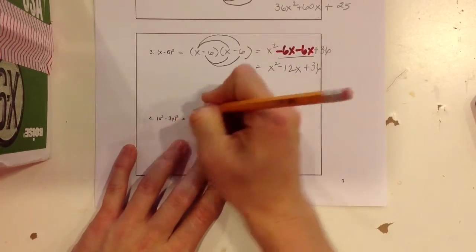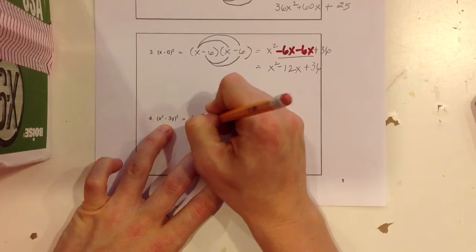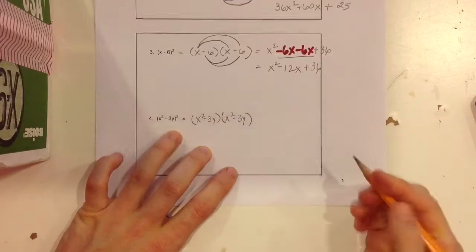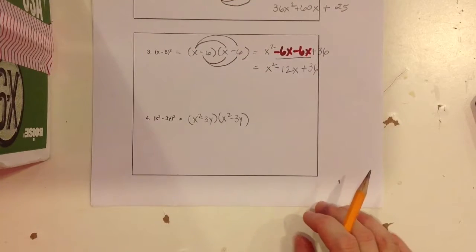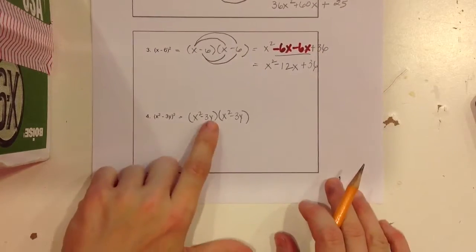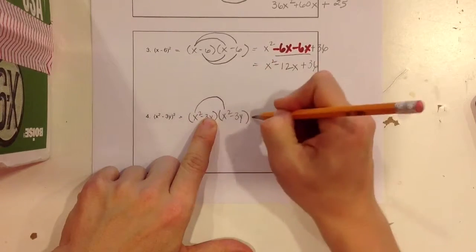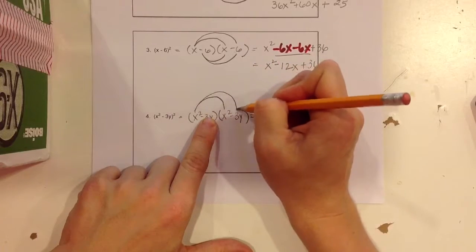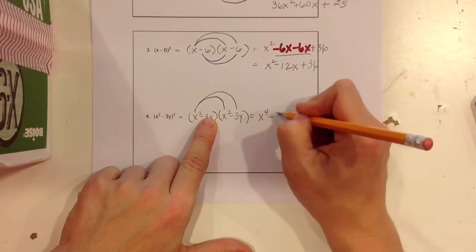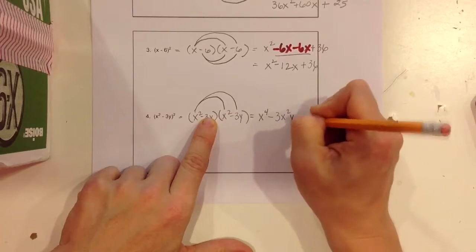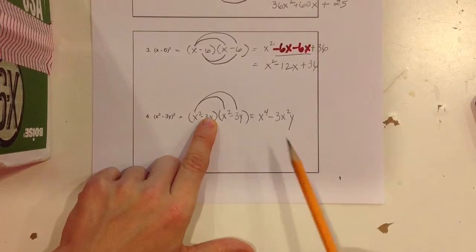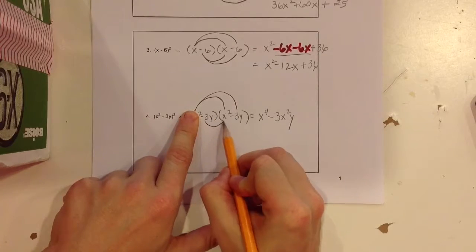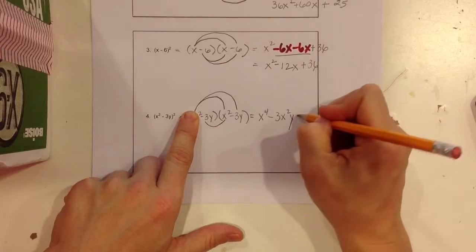So I'm going to have the x squared minus 3y times itself, x squared minus 3y. And I'm going to distribute. Now this one's a little harder because we have bigger exponents. So I'm going to say x squared times x squared, and that gives me x to the 4th. X squared times a negative 3y gives me a negative 3x squared y. Remember, if it's not the same variables, you just put them together. Now I'm going to distribute the negative 3y to the x squared, and I get negative 3.